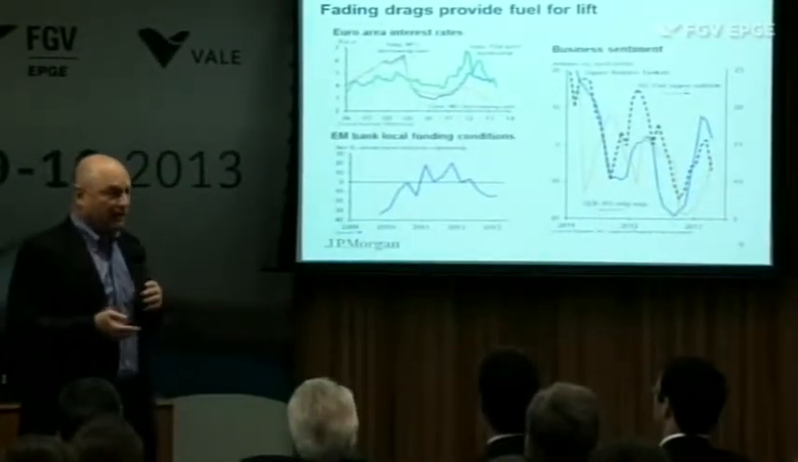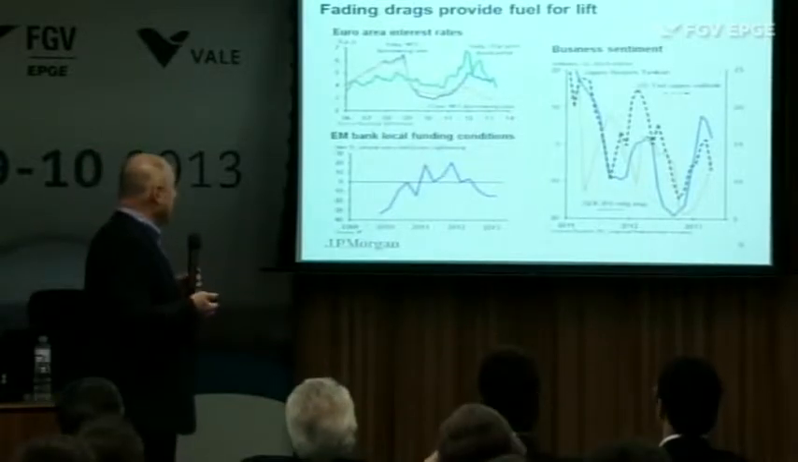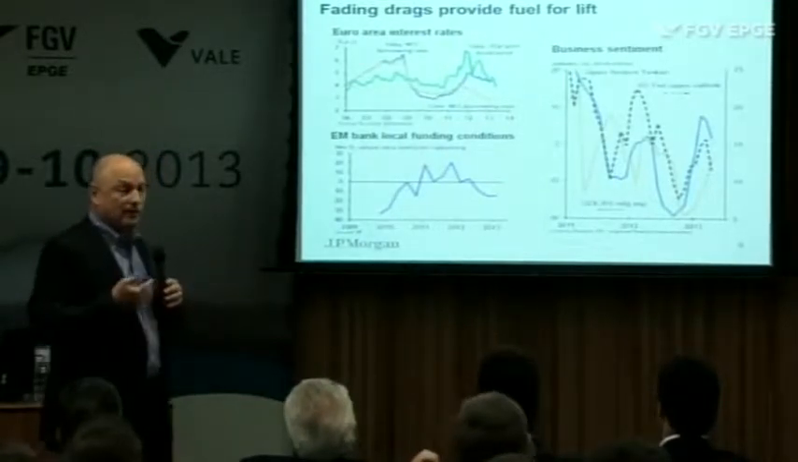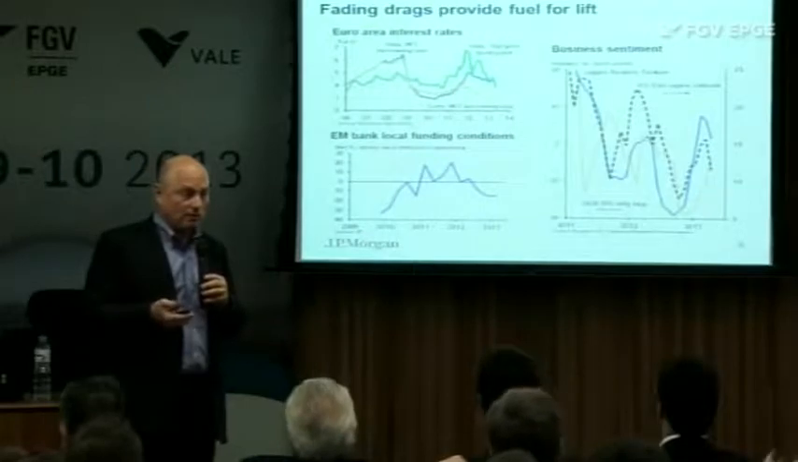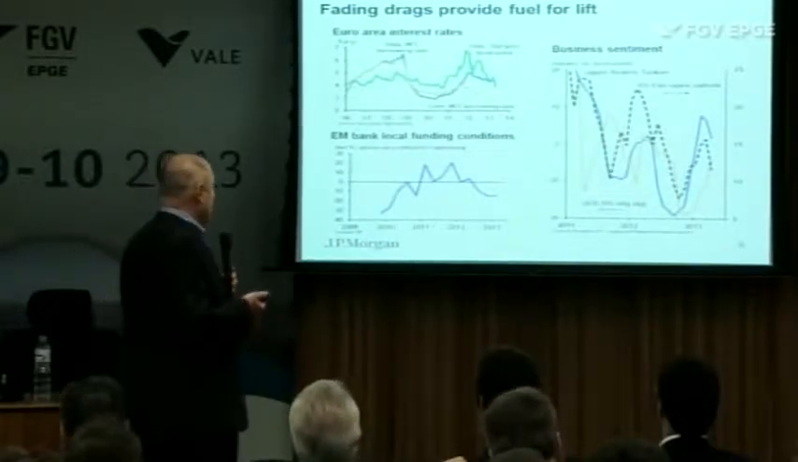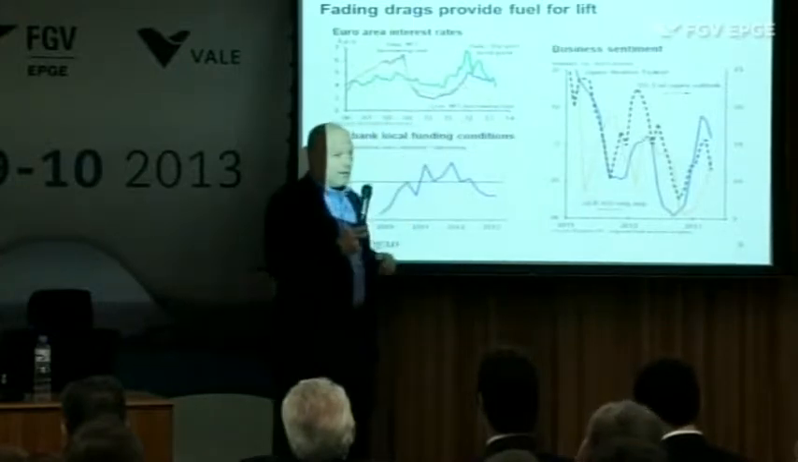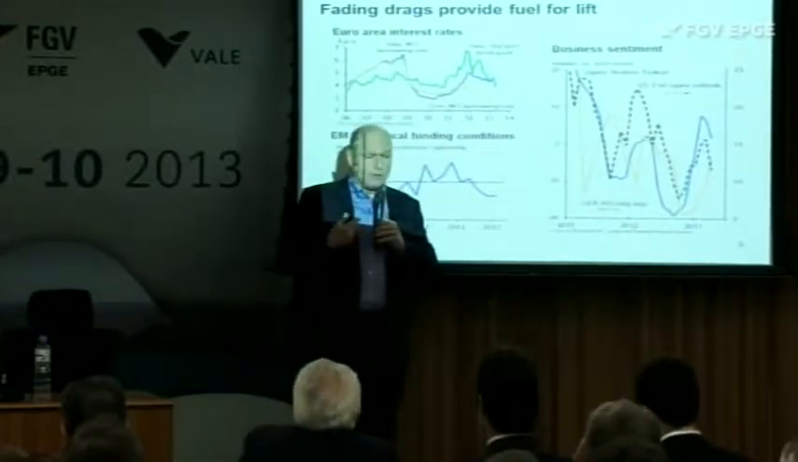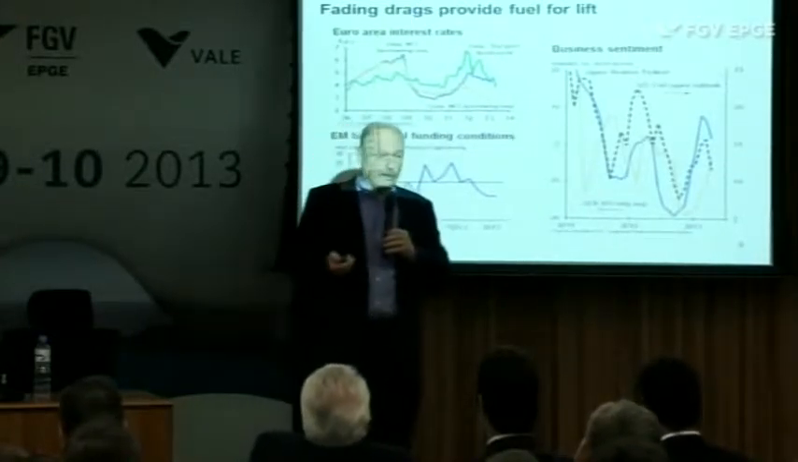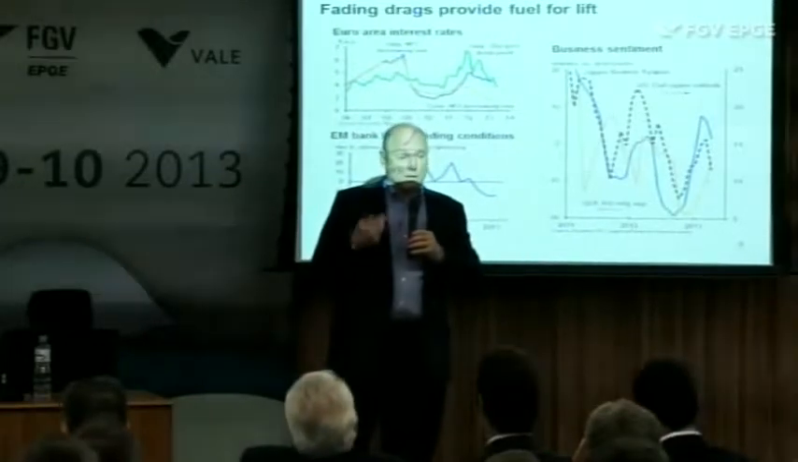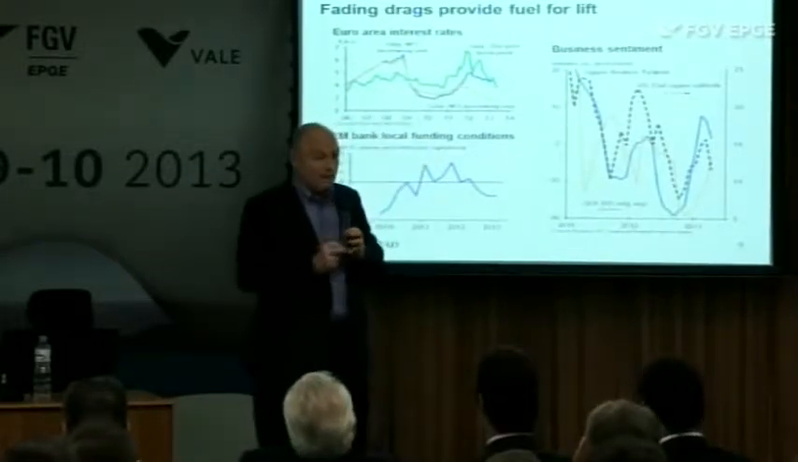Why are things getting better? Well, they're getting better, I think, partly because these drags are fading. I think the OMT program did some good in Europe. It's gradual. It's not happening in terms of the way we might like, in terms of thinking about how financial conditions have improved since the OMT program has come in place. There have actually been more important improvements in the core than in the periphery. But things are happening there.